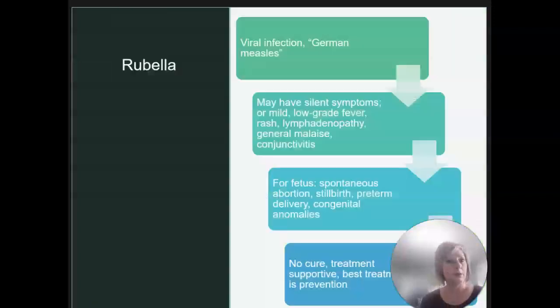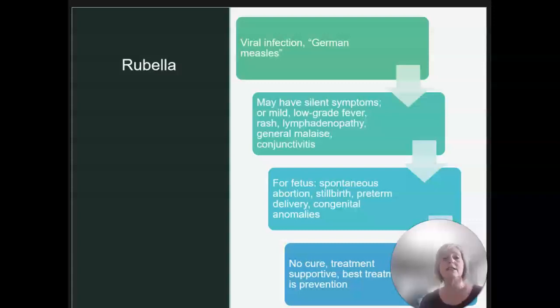Rubella. We don't see rubella much anymore either because we have the MMR, but it's also the German measles. Many people might not know that they have this, or they might just think, oh, it's really nothing. They might have a low-grade fever. They might get a little bit of a rash. Lymph nodes will swell. That is lymphadenopathy. Just not feel too good. They might even get some conjunctivitis.